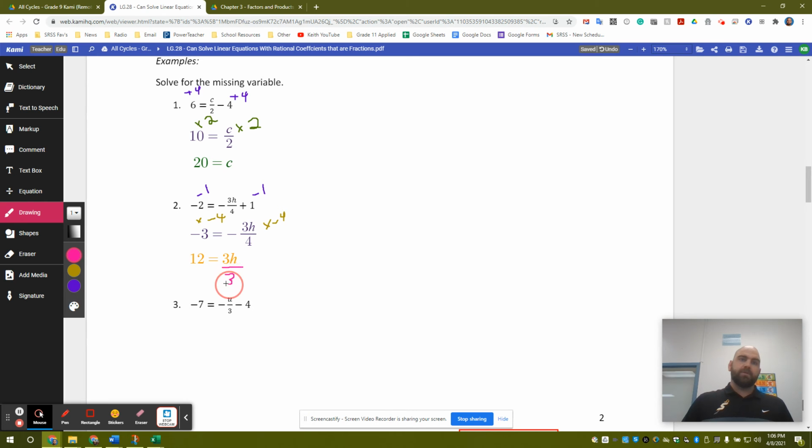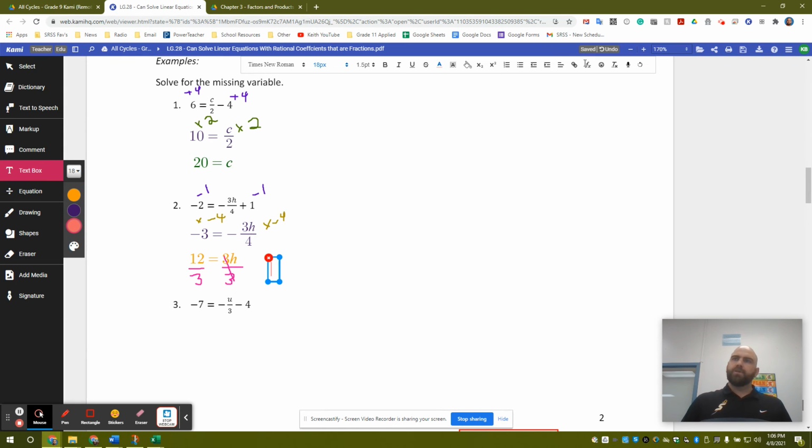All right, final step, we divide both sides by 3. This is going to cancel out here. So 12 divided by 3 is 4, and 3 divided by 3 is 1, so we're left with h. So h is equal to 4. We've isolated our variable to come up with our answer. Okay, isolated h and came up with our answer of 4.